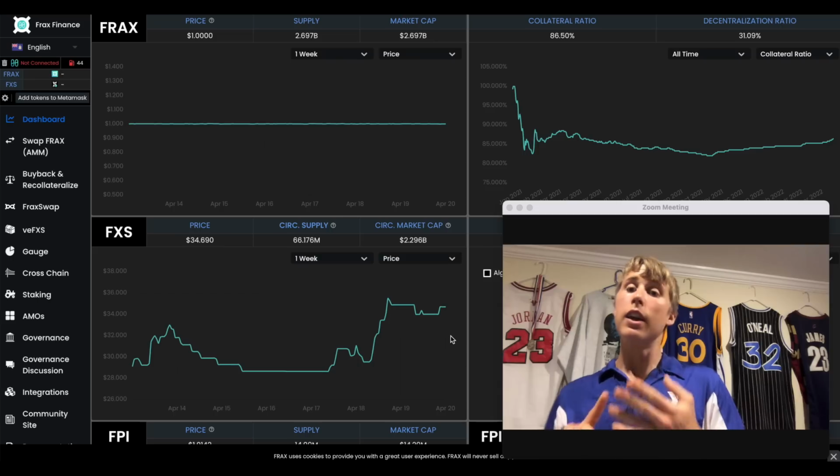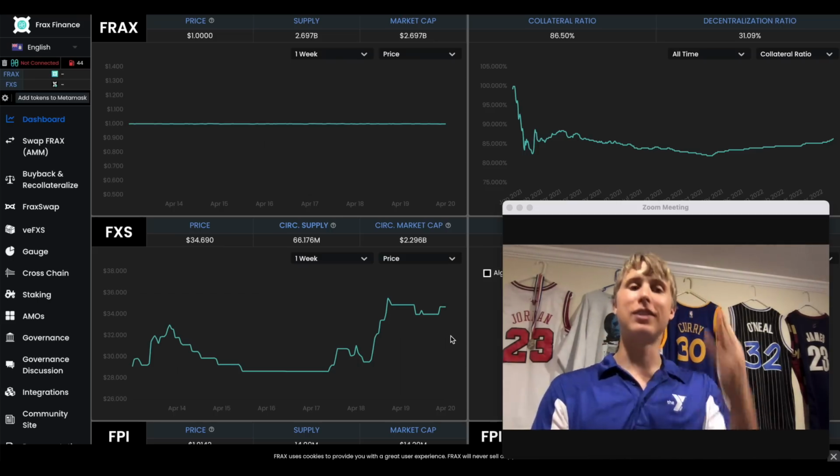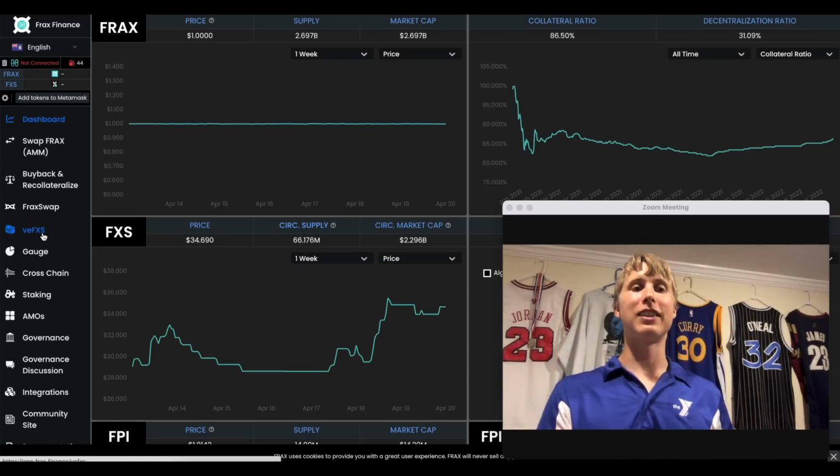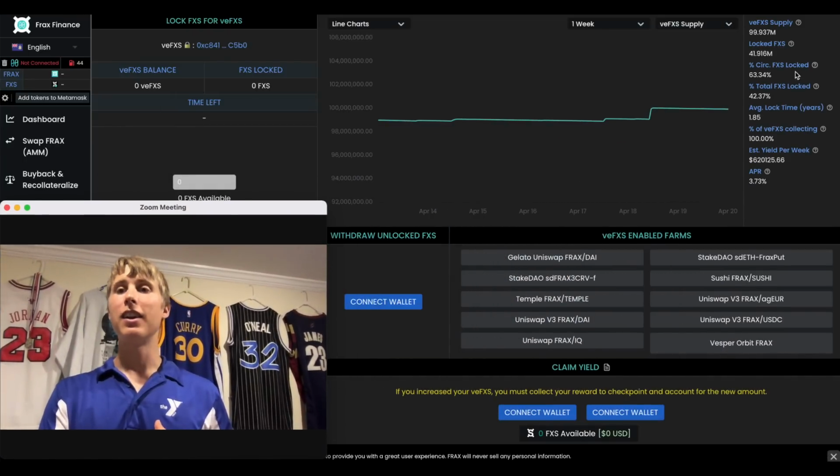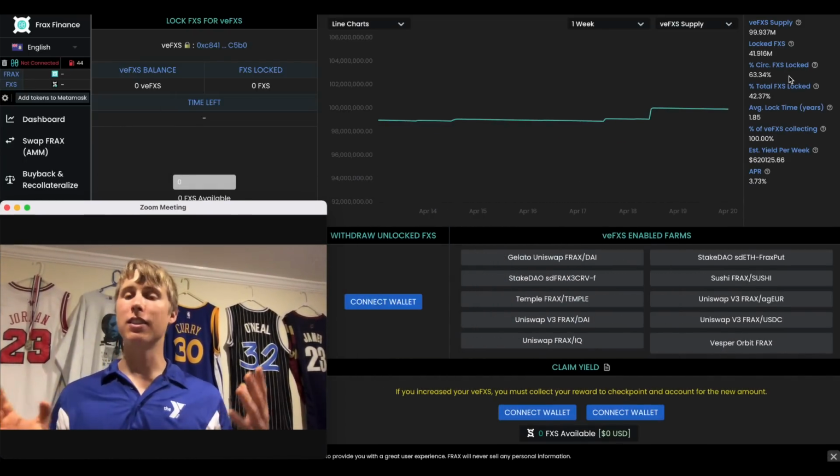The next feature is the more Frax that is minted, the more FXS is burned. Another burning feature. Next, we have a thing called staking. I didn't even get into that, but I'm going to show you guys this now. As you can see here on veFXS, this is the same thing as Curve.